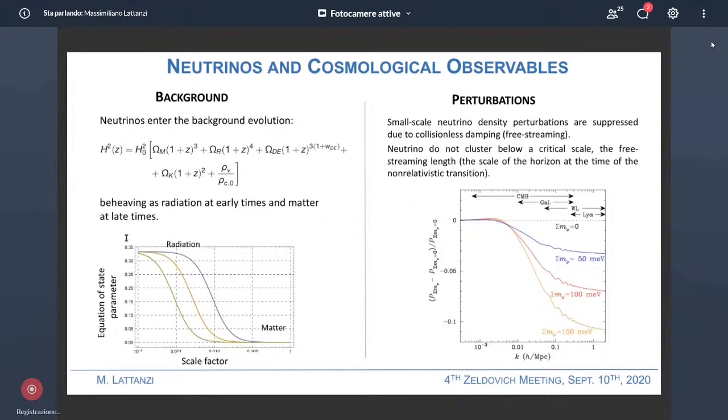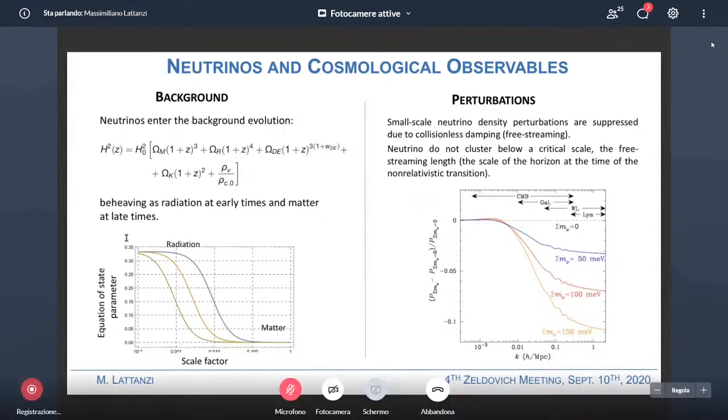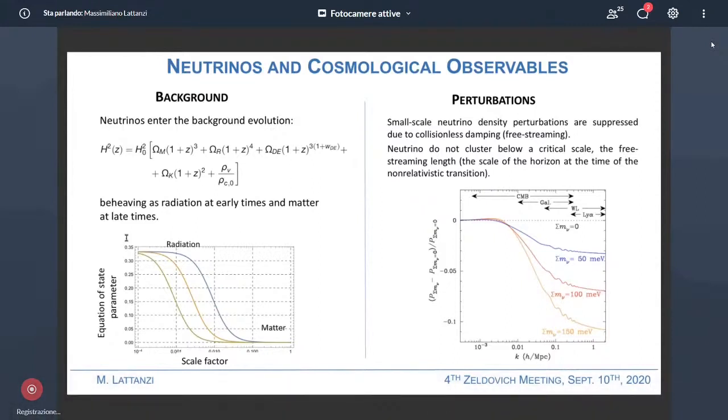So this means that you have a system composed of both cold particles, like cold dark matter and baryons, and neutrinos, which are hot. The density perturbations in the neutrino fluid are suppressed due to collisionless damping, Landau damping, which in the case of cosmological neutrinos is called free streaming. And this basically reduces the peaks in the density field and also slows down structure formation. Again, this is governed by the free streaming length, which is a function of the neutrino mass.